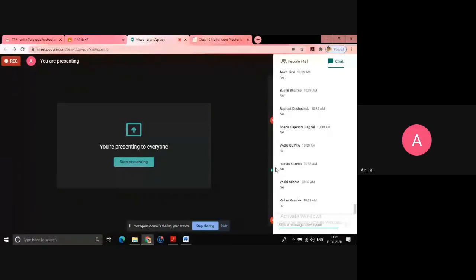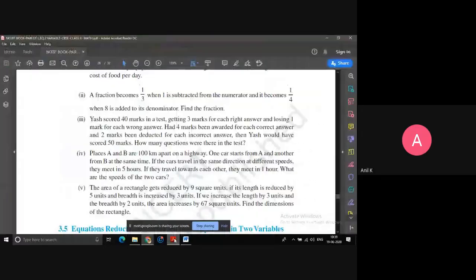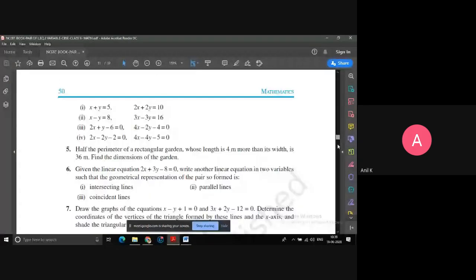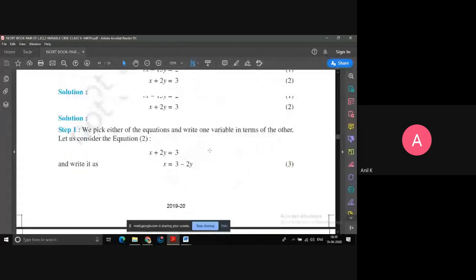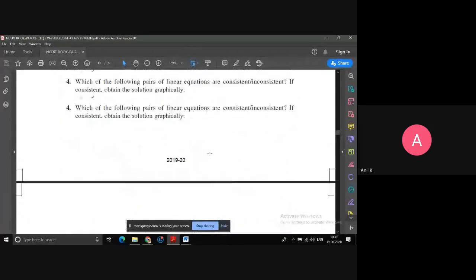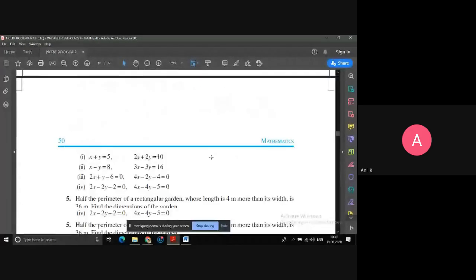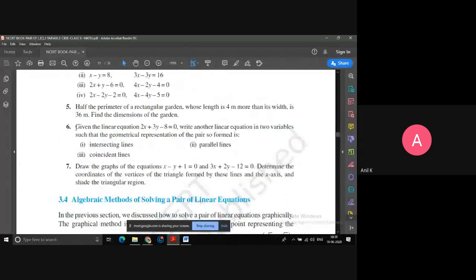Exercise 3.2, question number 6. Given the line 2x plus 3y minus 8 equals 0, you have to write another equation which intersects it.